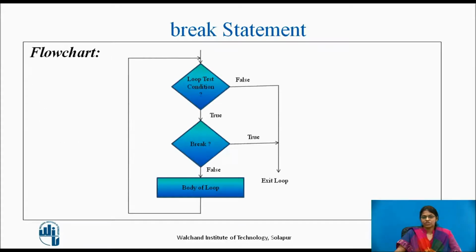Let us see the flowchart. So, here is the flowchart. This is a loop condition which is tested. If the condition is false, then directly we come out of the loop. But if the condition is true and we are using a break statement, usually a break statement is used with the if statement. If the if condition becomes true and the break statement is used there, then it will directly break the loop and come out of the loop.